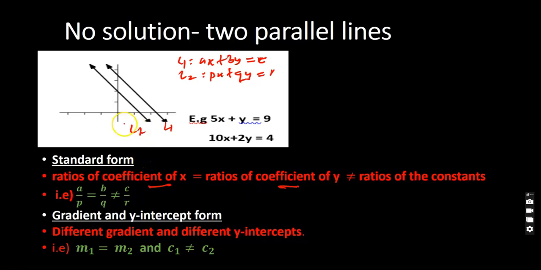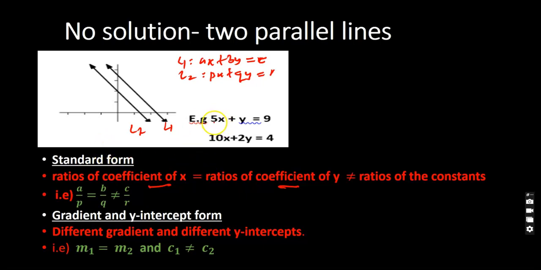So in that case, because they have no solution, there's no value for x and y. There will be parallel lines, two parallel lines that do not meet anywhere. So there's no value for x and y. That makes it no solution.